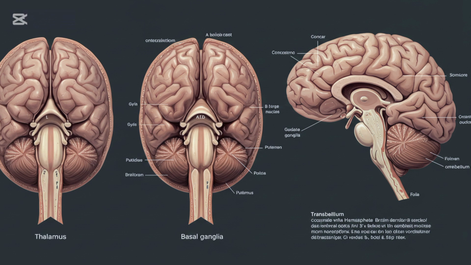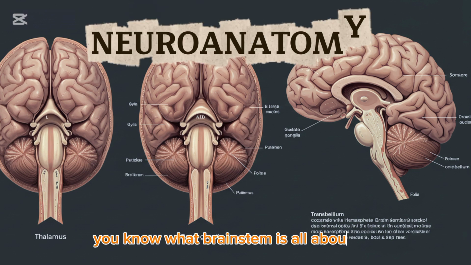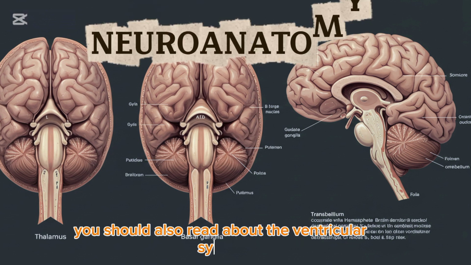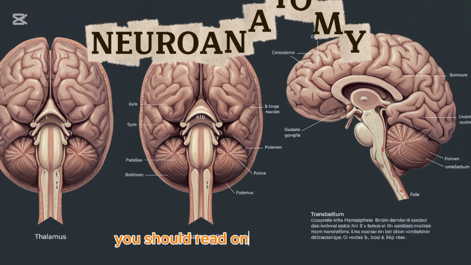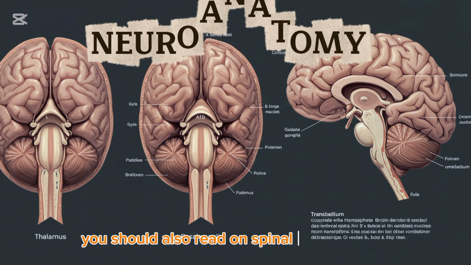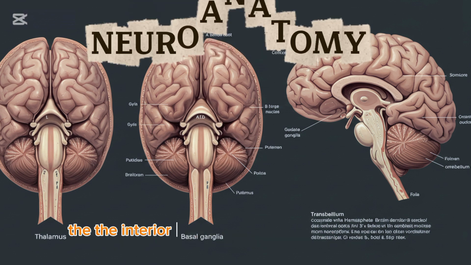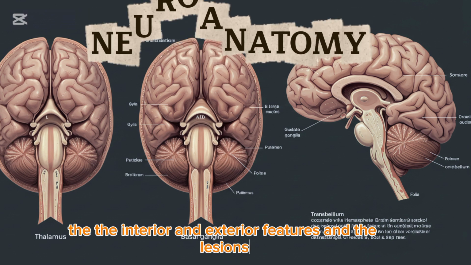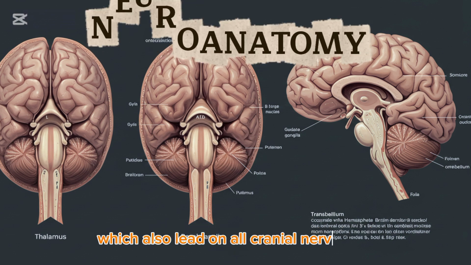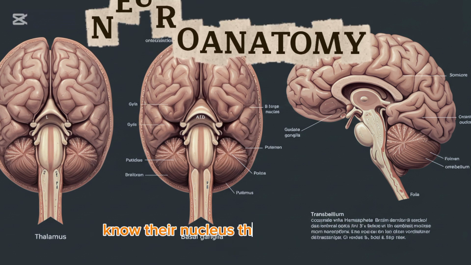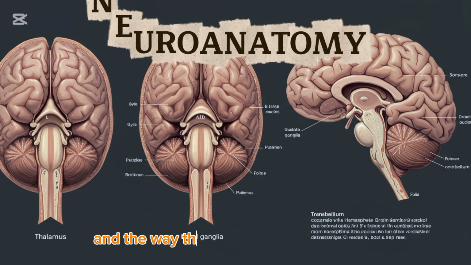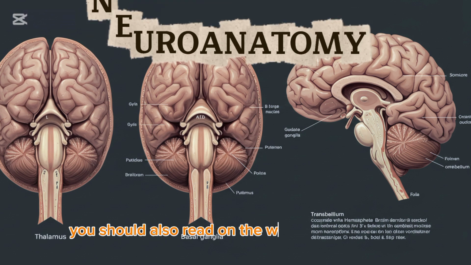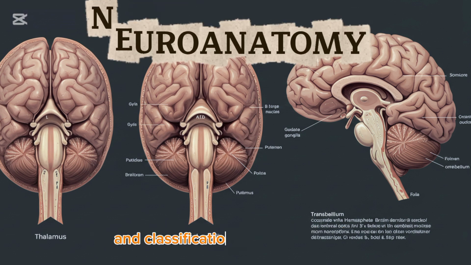For neuroanatomy, start with the brainstem. Know what the brainstem is all about. You should also read about the ventricular system and the cerebrospinal fluid, that's CSF. You should read on the internal capsule. You should read on the cerebellum. You should also read on spinal cord tracts, the interior and exterior features, and the lesions. You should also read on all cranial nerves. Know their nuclei, the course, the distribution, the way they exit from the skull, and the way they exit from the brain. You should also read on the white matter of the cerebellum and classification of nerve fibers.